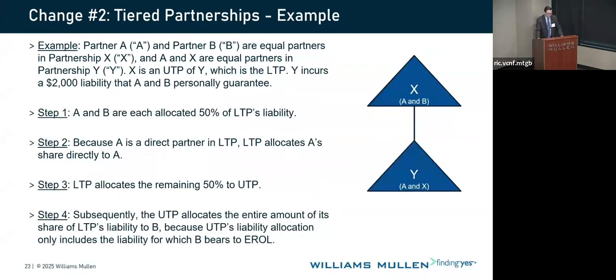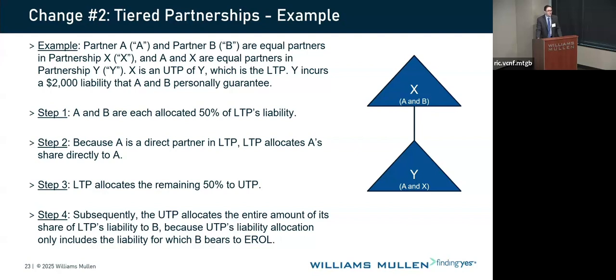So simple enough, you have partner A and partner B are equal partners in partnership X, which is the upper tier partnership here. And then partner A and partnership X are equal partners in partnership Y, which is the lower tier partnership. The lower tier partnership Y incurs a liability of $2,000 that both A and B personally guarantee.